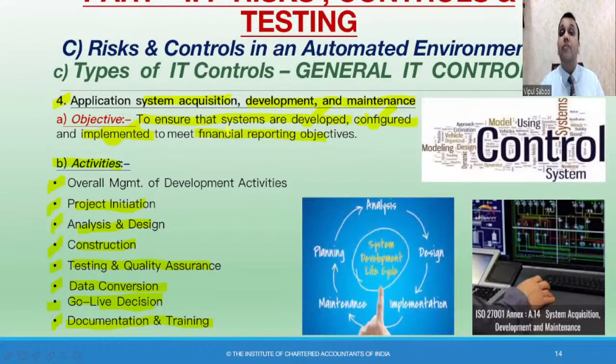So what activities would they have covered? They would have formed a team for the overall management of the development or overhauling of their website. They would have initiated the project in 2020 itself. They would have analyzed the design of the new website. What would be the features available? What would be the options available to the taxpayer? Where would these options be available? What would be the profile? What would be covered in the profile?